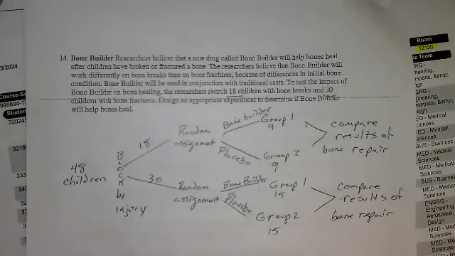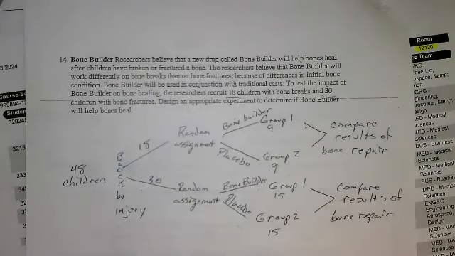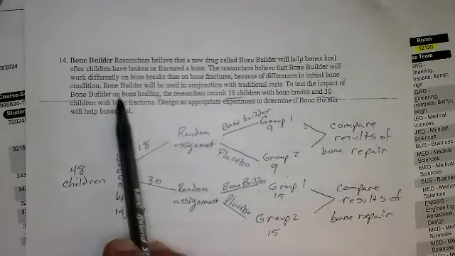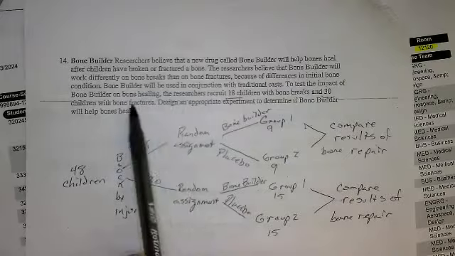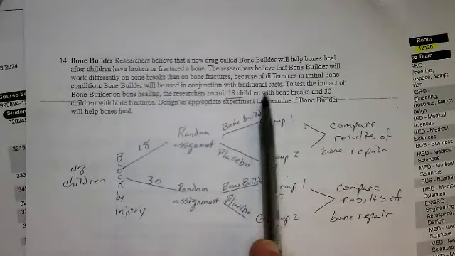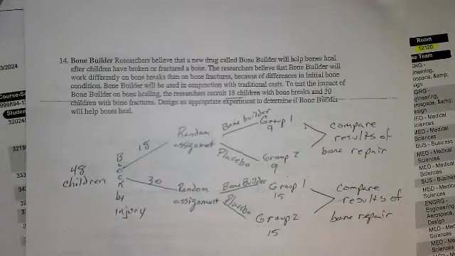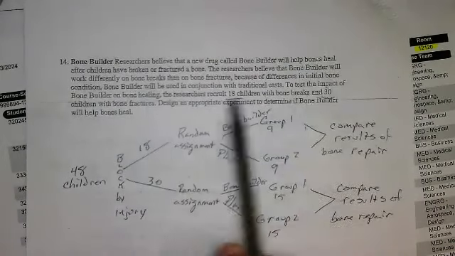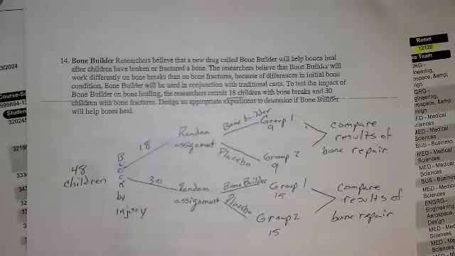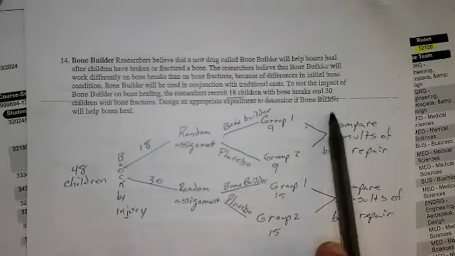Okay, so on this free response, researchers believe that a new drug called Bone Builder will help bones heal in children after they've broken or fractured a bone. They believe it will work differently for bone breaks than bone fractures. Because of those differences in the initial condition, it will be used in conjunction with a traditional cast to test the impact of Bone Builder on bone healing. They had 18 children with bone breaks and 30 children with bone fractures. Understand the difference between the two. So we're going to design an appropriate experiment to see if it will heal.